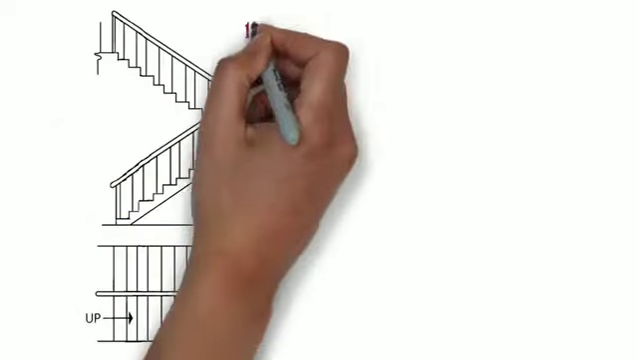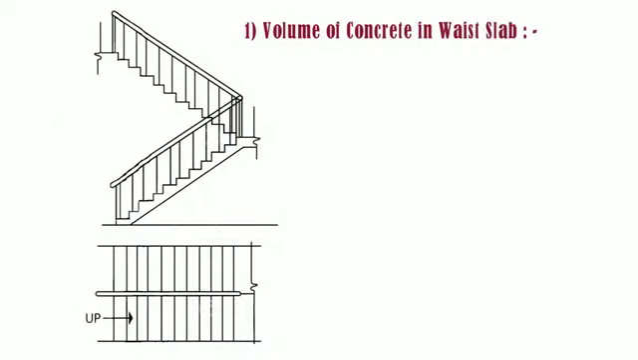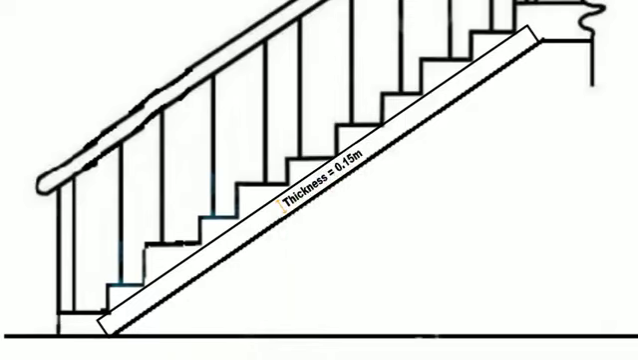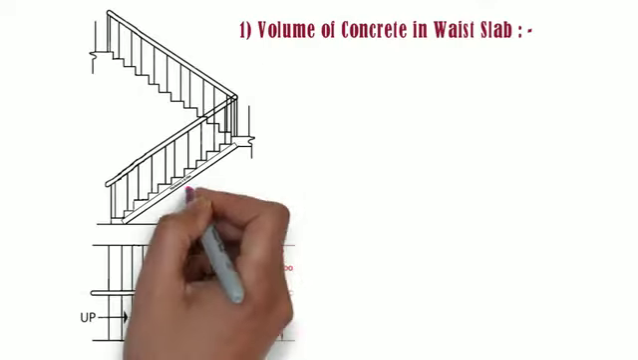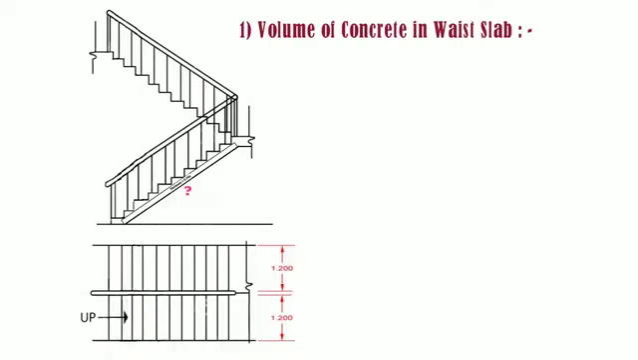So let us calculate volume of concrete in waist slab. Here in this picture you can see this inclined slab is called as waist slab. We know the width and thickness of this waist slab. The width is 1.2 meter and thickness is 0.15 meter. What we don't know is length of waist slab. To find out length of waist slab, we have to use Pythagoras formula.